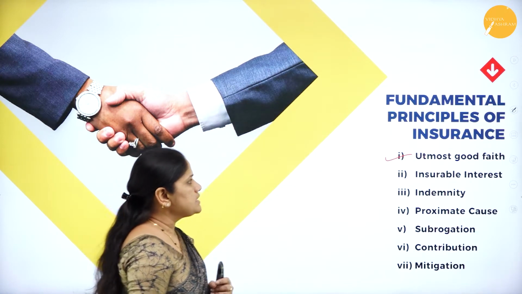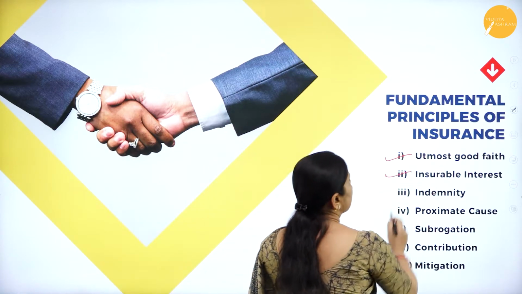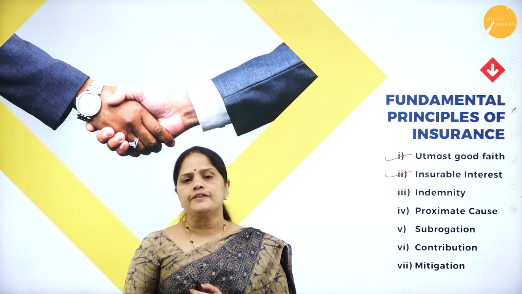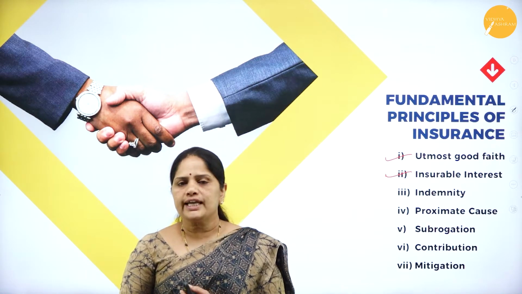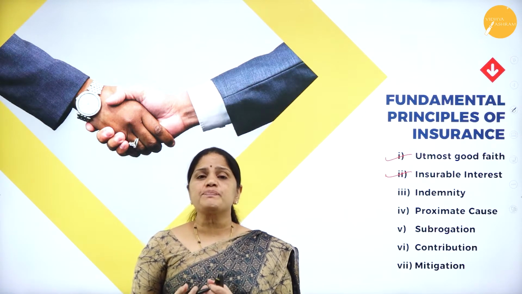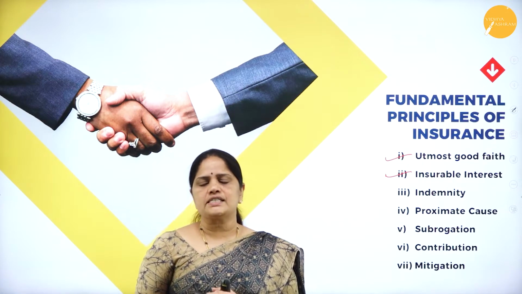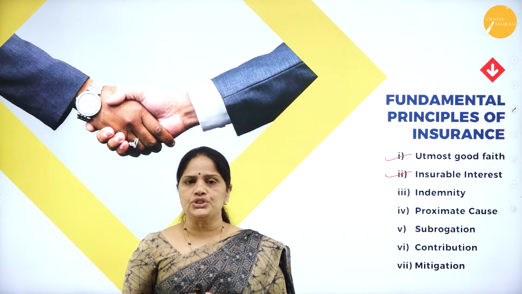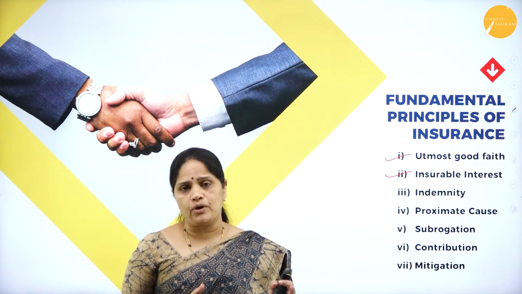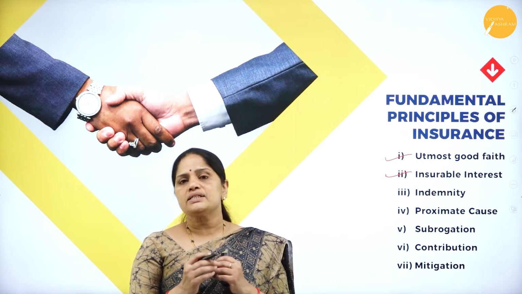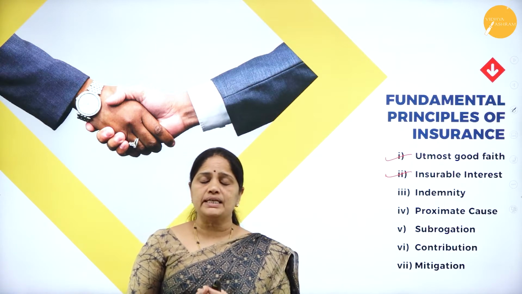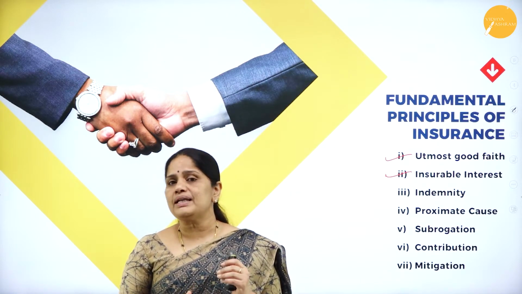Then the second principle of insurance is insurable interest. Now, let us have a look at the meaning of the word insurable interest. Insurable interest is nothing but pecuniary interest. What is this pecuniary interest? In other words, the person who is getting the property insured will have to bear a loss if some damage occurs to the property. If he has to bear the loss of damage because of that property, then we call it insurable interest.